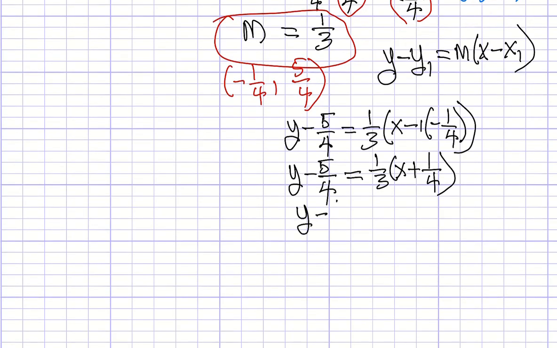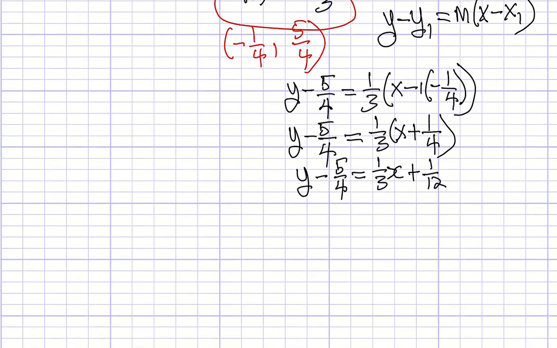We get y minus 5 over 4 is equal to 1 over 3x plus 1 over 3 times 1 over 4, you get 1 over 12. You see that, right? So the bracket is gone. So we'll isolate y on the left. y is equal to 1 over 3x plus 1 over 12 plus 5 over 4. You see it, right? I just moved the negative 5 over 4 to the other side. It becomes positive 5 over 4.